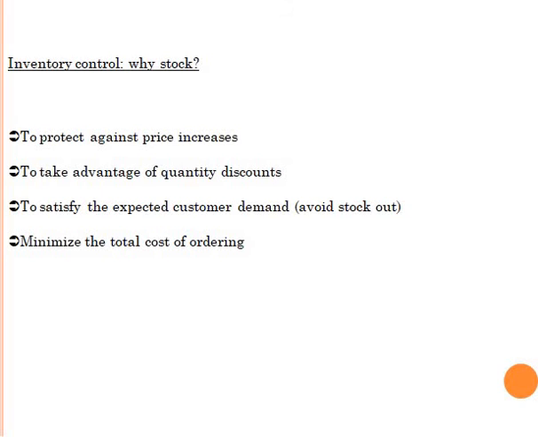Now also, one point is to minimize the total cost of ordering. You know that each time you make an order of raw materials from suppliers, you'll have to pay for the order. So when you minimize the number of orderings per year, you will have to stock large quantities. So this is another reason.